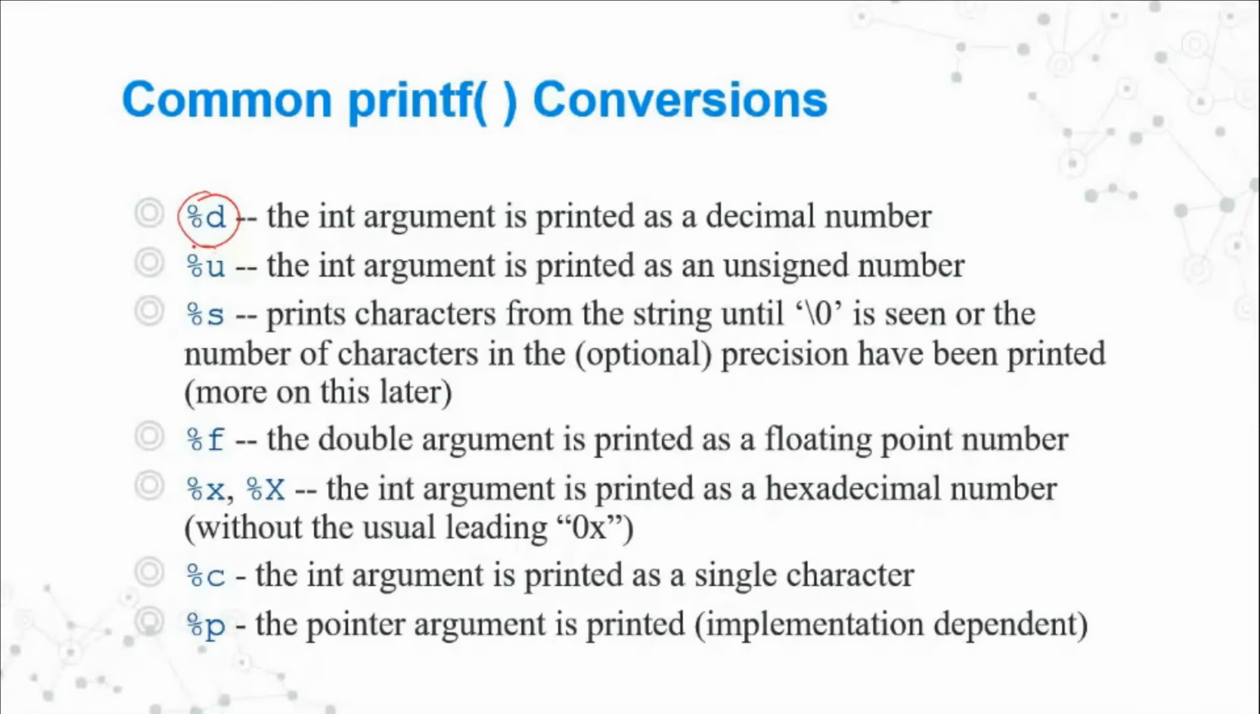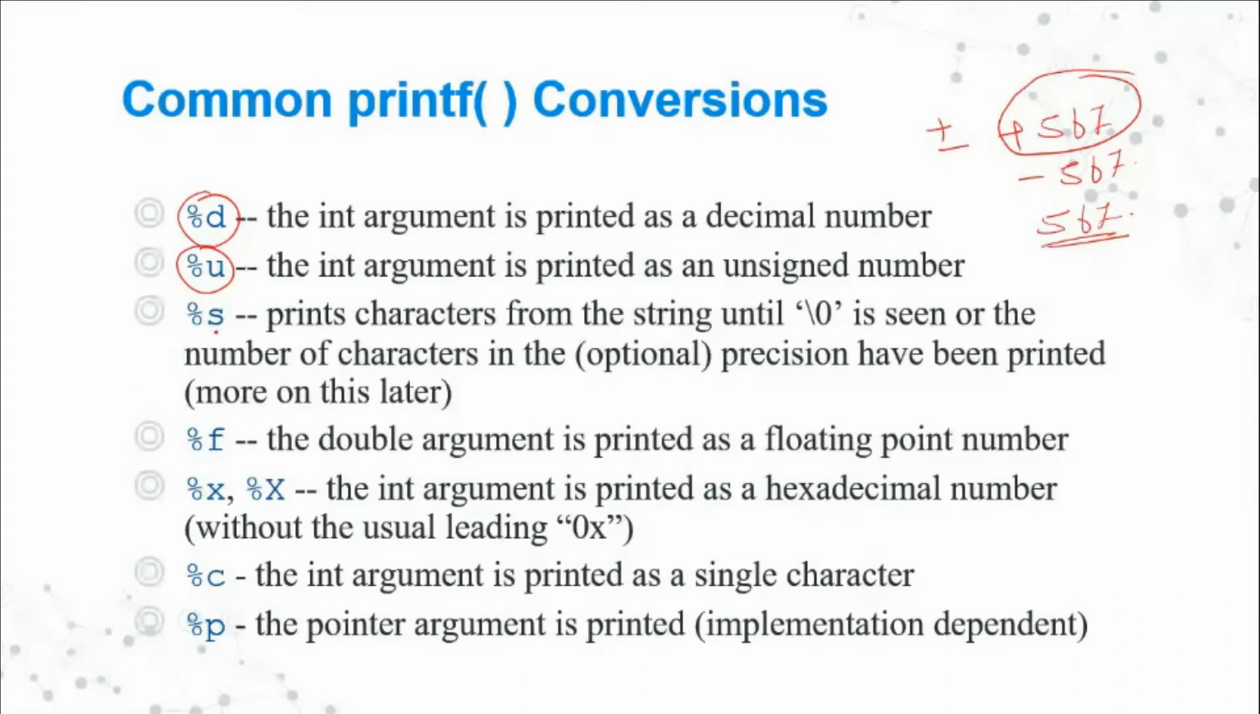Then it can be %u. The integer argument is printed as an unsigned number. That is, if the number is signed with a plus or minus, like plus 567 or minus 567, this is a signed integer. If we put the %u symbol and give plus 567, the integer will be printed as an unsigned integer. That is, only 567 will be printed. So this is an unsigned integer.